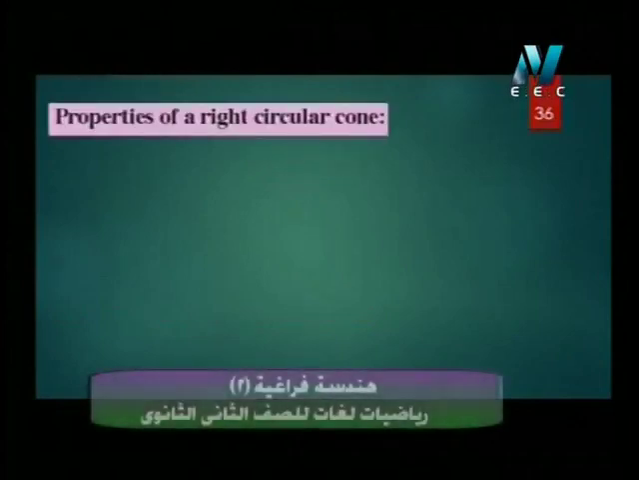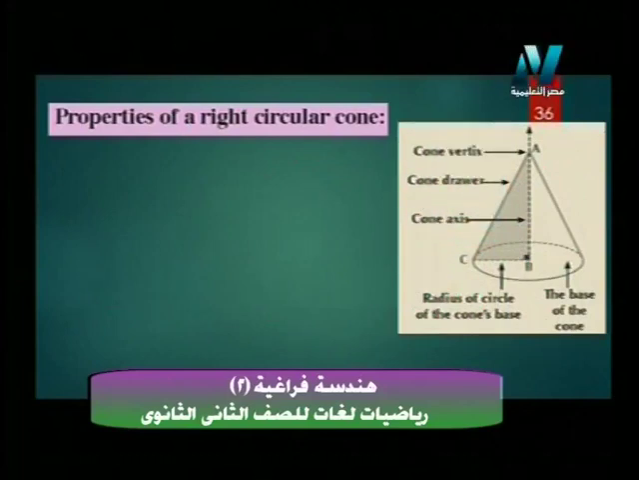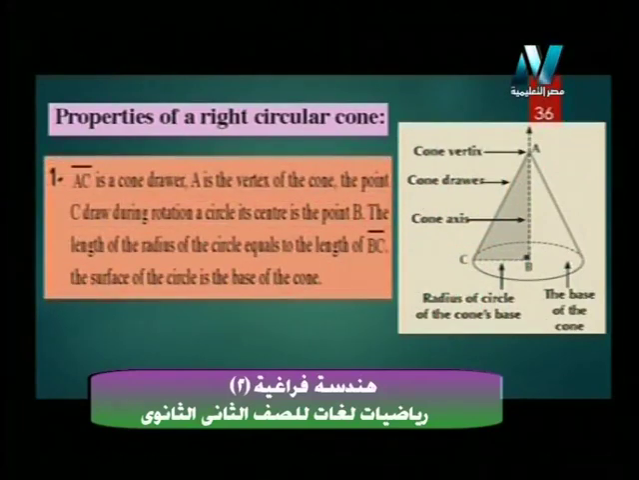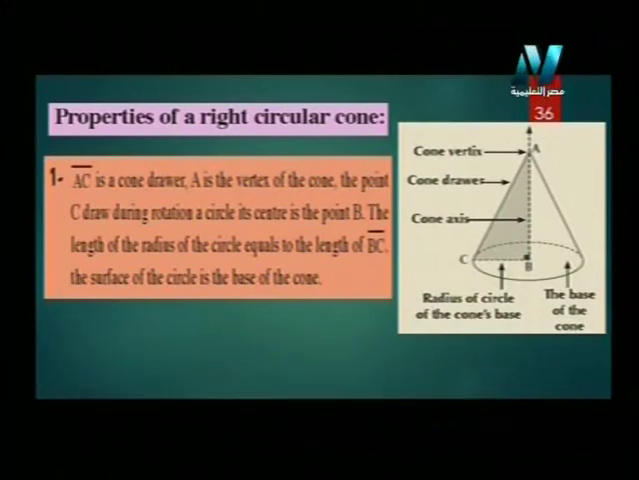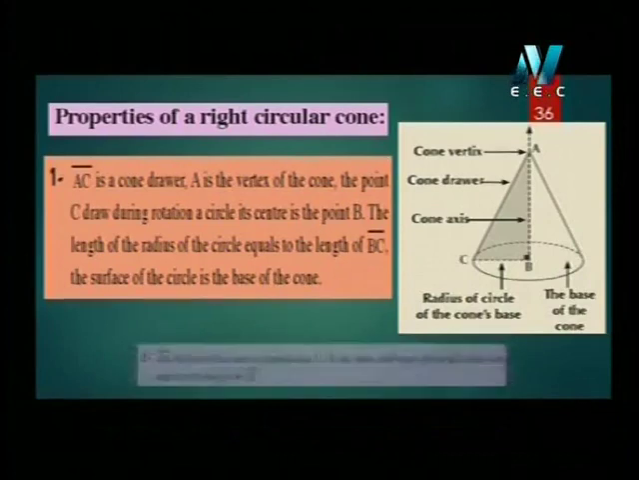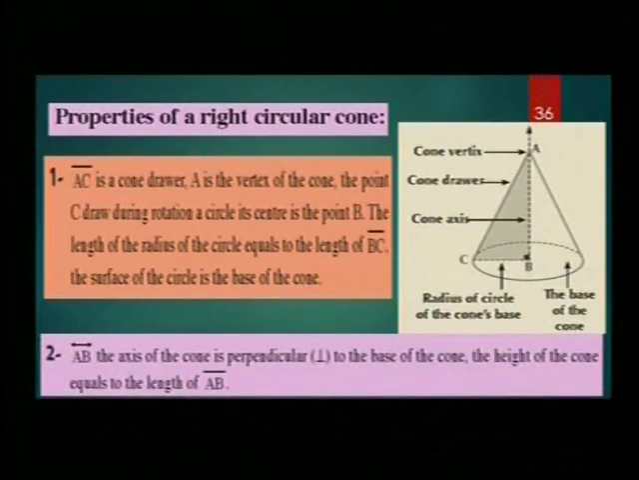Properties of a right circular cone. We have here the cone again. First, AC is a cone drawer. A is the vertex of the cone. The point C draws during a rotation a circle. Its center is the point B. The length of the radius of the circle equals the length of BC. The surface of the circle is the base of the cone. The straight line AB is the axis of the cone, perpendicular to the base of the cone. The height of the cone equals the length of AB.